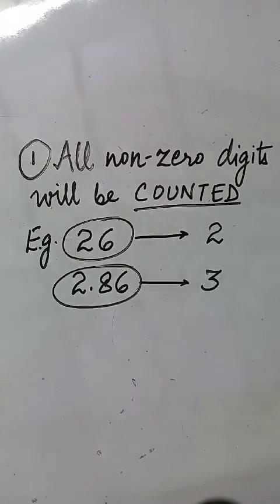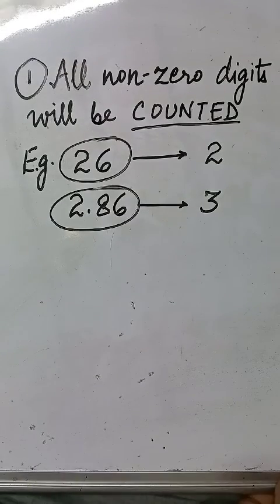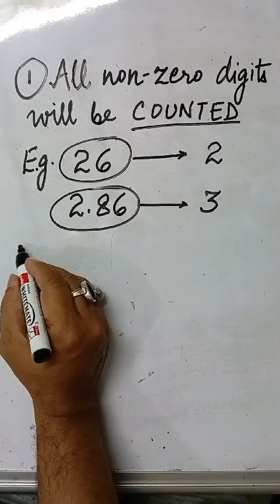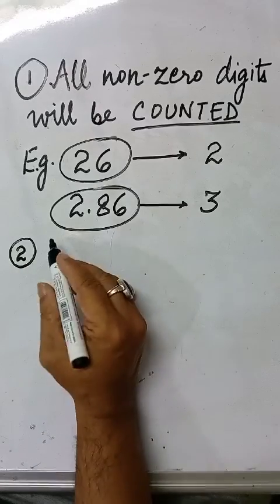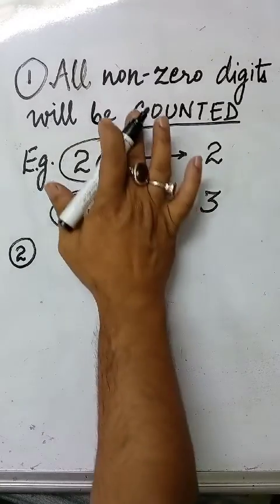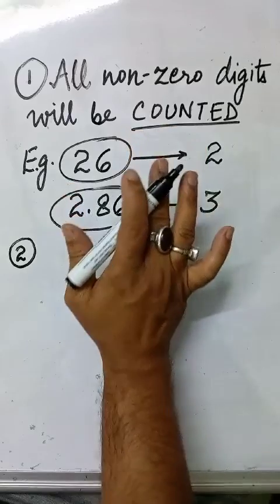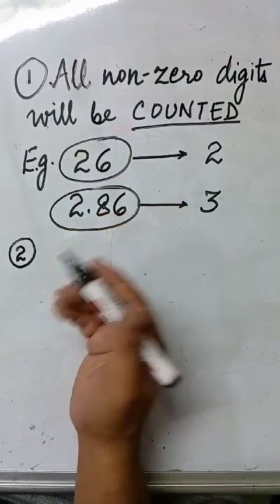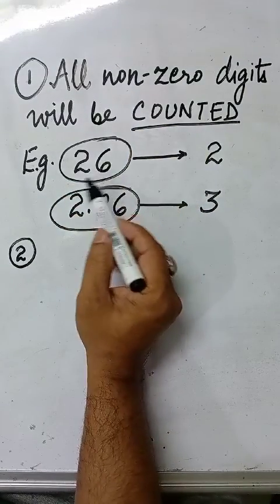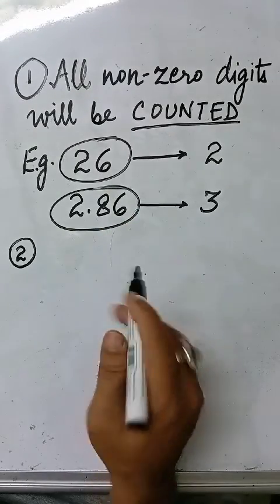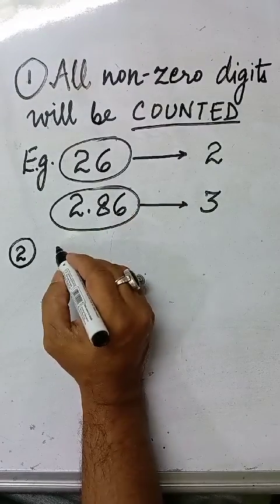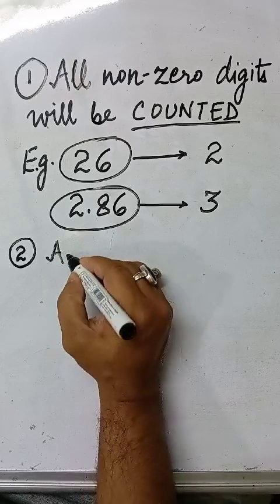Now let's have the second rule. Let me write this down here. Now you see, we have spoken about the non-zero digits. Now let us talk about the zero. You cannot always have a number without any zero in it. There is bound to be a number which may have zero also in it. So let us know this rule now.